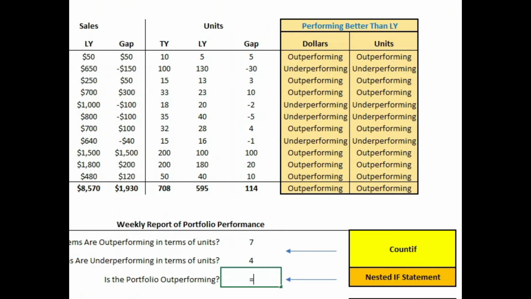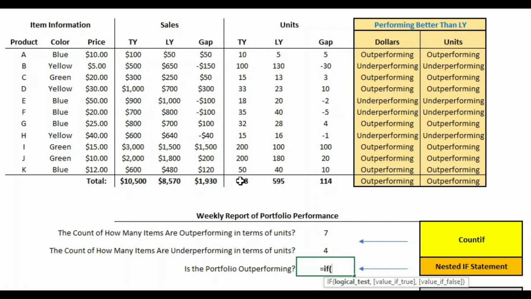And we're going to go equals IF, parentheses, and we're going to click on I16, and we're going to set the greater than sign, and J16, then we're going to say, if it's a true statement, we're going to put outperforming. Now up to this point, it looks just like a basic IF statement.